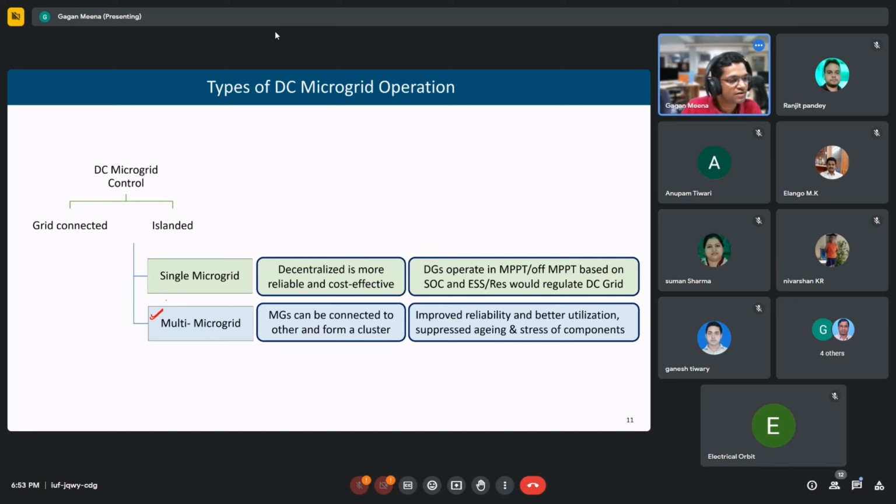So is it clear when the renewables will operate in MPPT and when in off-MPPT mode? Once ESS is not fully charged, then it is in RES mode. RES, renewable, can be in these two modes: MPPT or off-MPPT mode. So if the ESS is not fully charged, let's say less than 90% of SOC, then RES will be in which mode?